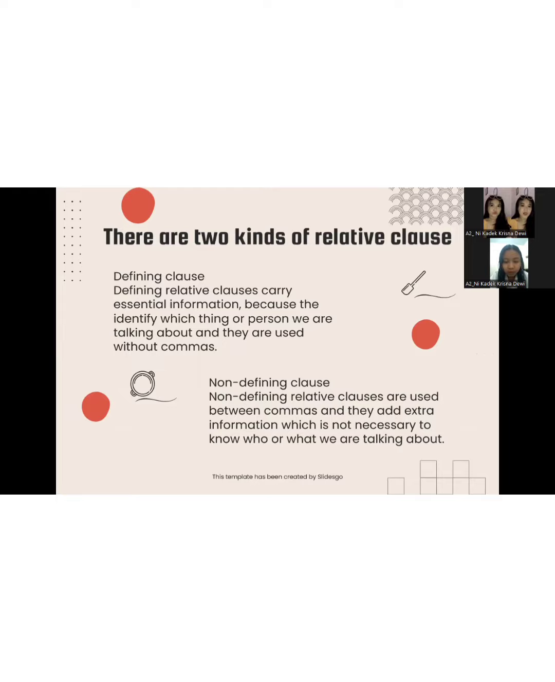There are two kinds of relative clause. The first is defining clause. Defining relative clause carry essential information because they identify which thing or person we are talking about and they are used without commas. Non-defining clause. Non-defining relative clause are used between commas and they add extra information which is not necessary to know who or what we are talking about.